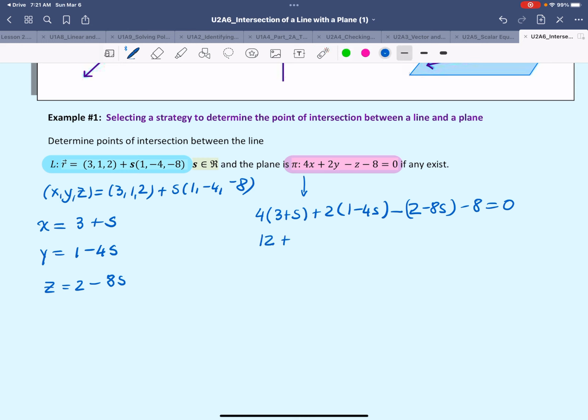We have 12 + 4s + 2 - 8s - 2 + 8s - 8 = 0. So, combining like terms, for the s terms we have 4 + 2 - 8 = -4, plus 1, which gives -3s. And for the constants, we have 12 + 2 = 14, minus 2 = 12 again, and minus 8 equals 4. So s would be equal to 4 over -3.